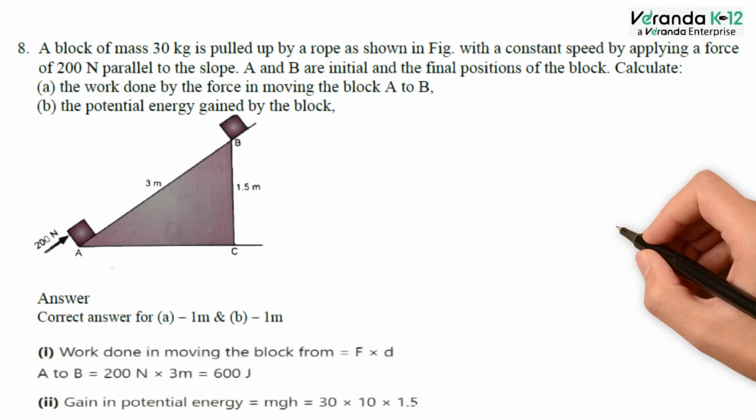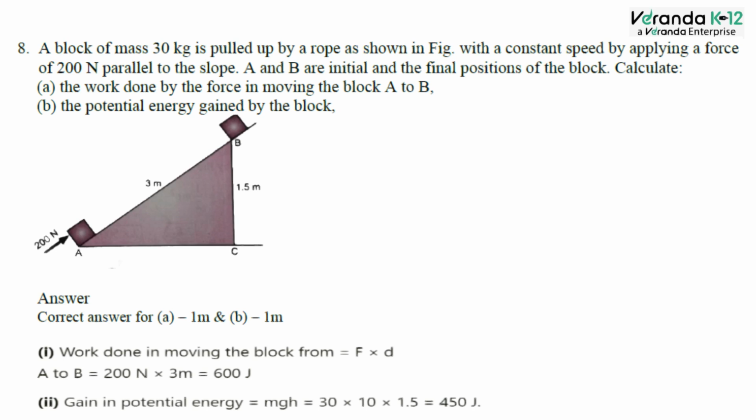And question number 8, a block of mass 30 kg is pulled by a rope as shown in the figure that you can see with a constant speed by applying a force of 200 Newton parallel to the slope. A and B are initial and the final positions of the block. Calculate the work done by the force in moving the block A to B and calculate its potential energy gained by the block. So here the block is there, so they are moving it from position A to position B. For that they are applying a force of 200 Newton.